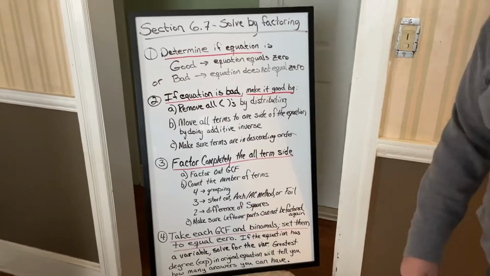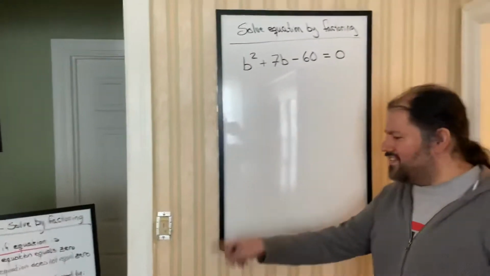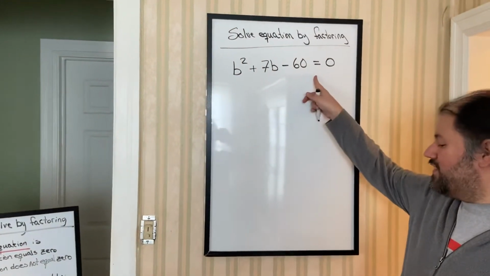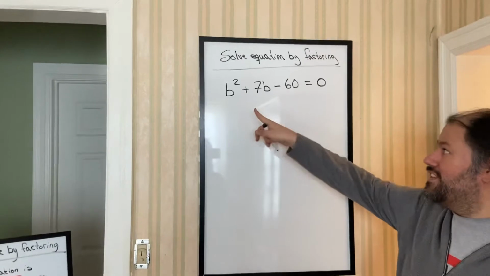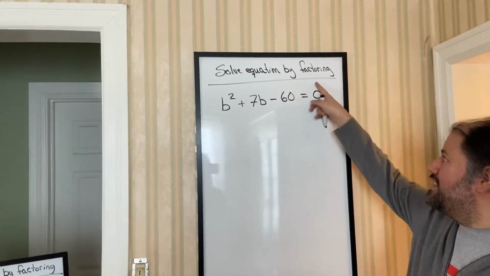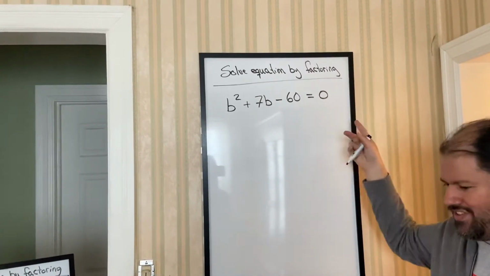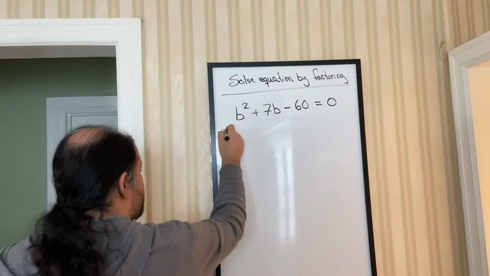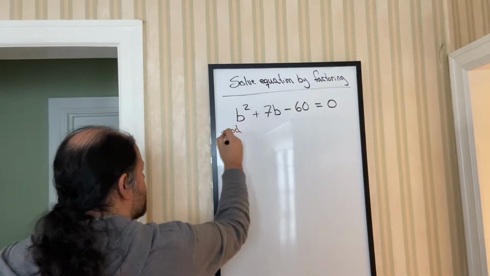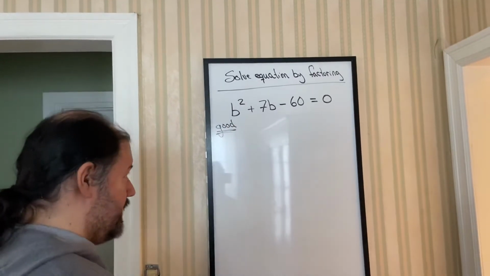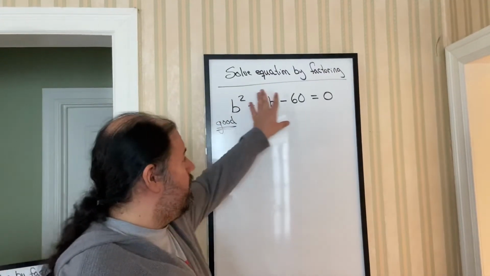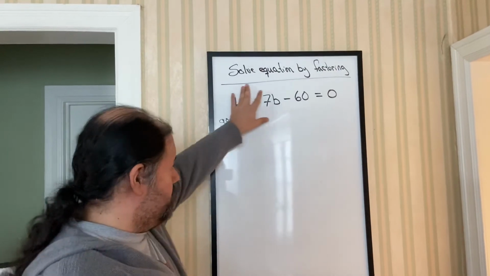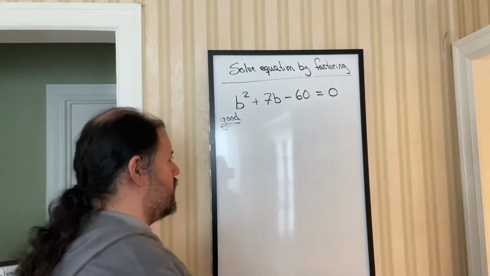Okay? So let's demonstrate how to do those steps with this problem. The first thing you want to do is, again, determine if this is good or bad. Does this equal 0 or something else? You can see here, clearly it equals 0, so this is good. Once we realize that it's good, I don't have to do any tweaking. So what I'm going to do is skip step 2 and focus on the all term side.